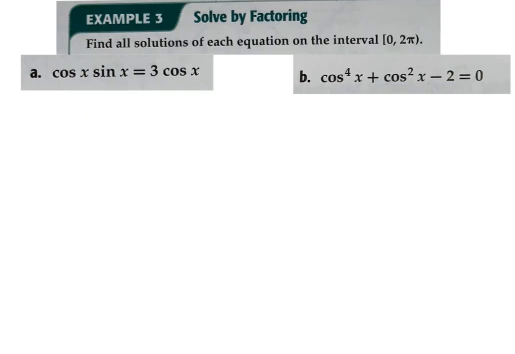All right, so for this one, you'll notice that we have sine and cosine here. And so think back to when you had polynomials and you solved by factoring. Your goal when you solve by factoring is to actually set it equal to 0 and then to factor and set each factor equal to 0. And so that's really your goal when you're solving by factoring. So I'm going to move the 3 cosine over. So I have sine of x cosine of x minus 3 cosine of x equals 0.